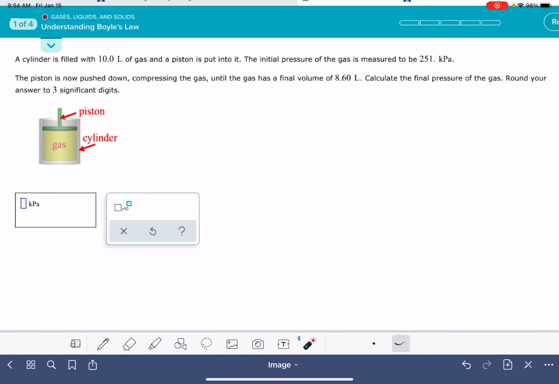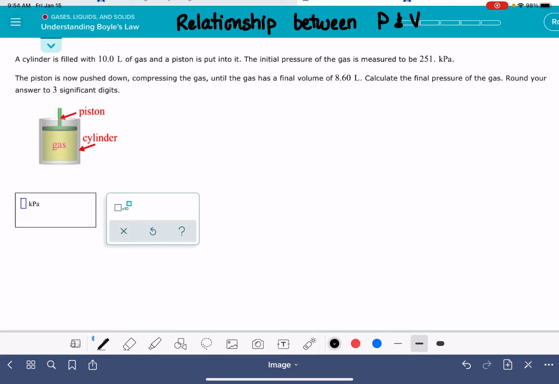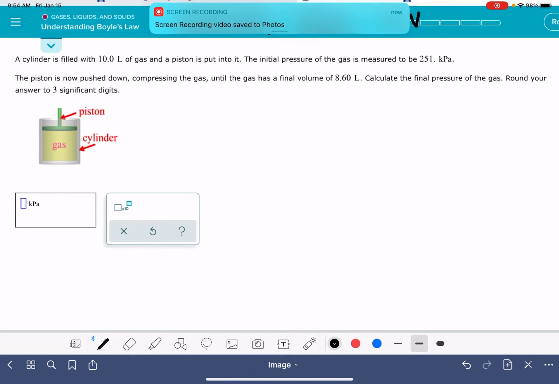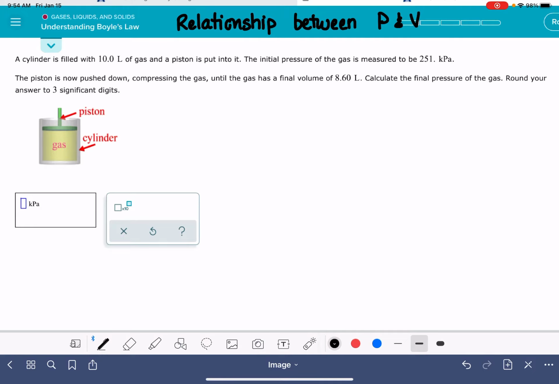In this video, I'm going to show you how to solve the ALEKS problem called Understanding Boyle's Law. Boyle's law is the gas law that gives us the relationship between the pressure and volume of a gas. It's specifically talking about if you change the pressure, how does that affect the volume? Or if you change the volume, how does that affect the pressure? And this pertains to gases that are being held at constant temperature and constant moles.